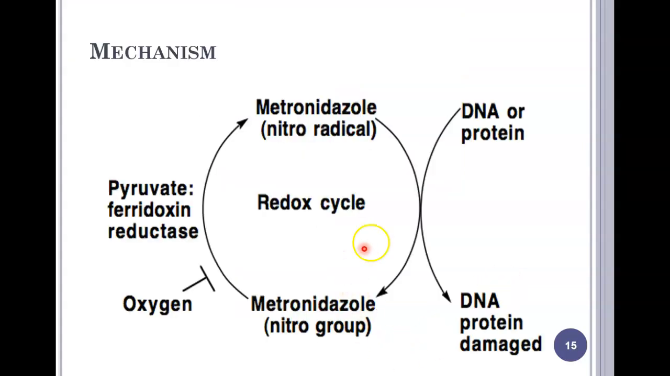So why is it not effective in the presence of oxygen? Because oxygen will compete for the electrons. So in the presence of oxygen, metronidazole is ineffective. Oxygen will compete for the electrons generated by the pyruvate ferredoxin oxidoreductase pathway.